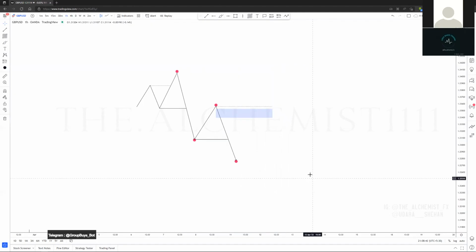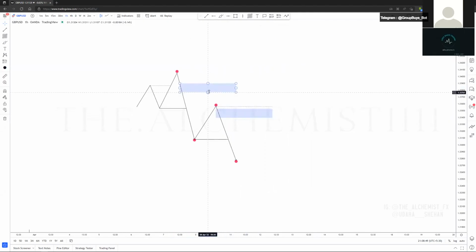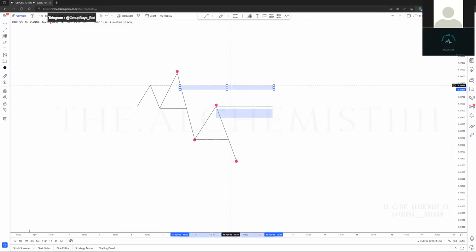So what we will be doing is we will not be looking for anything around here. We will be looking for something above that. I'll show you a lot of examples, then you will understand. But this is what we're going to do. We'll be looking for something above the liquidity.